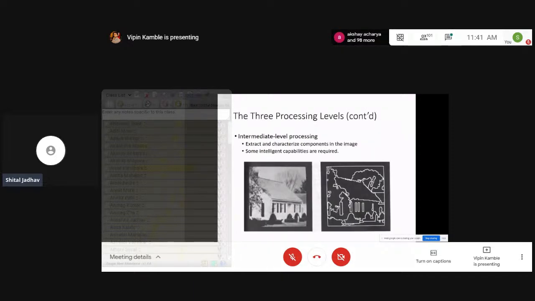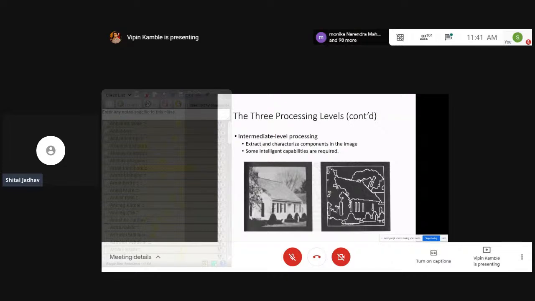Then intermediate level processing, in which you extract and characterize components in the image. So some intelligent capability is required for that. Like on the left side, you can see that the image consists of one house and two trees, one in the foreground and another in the background.